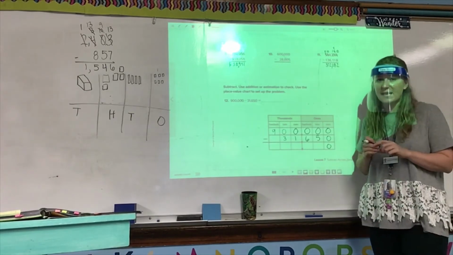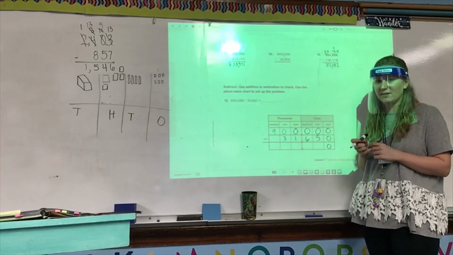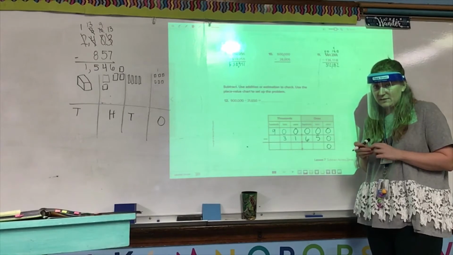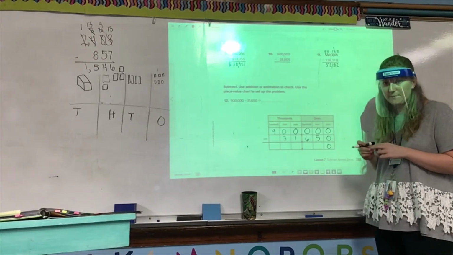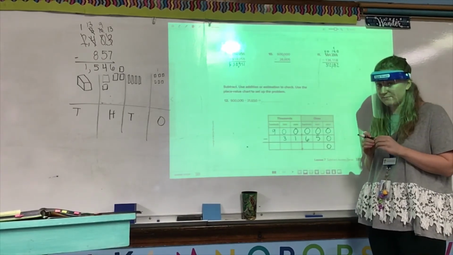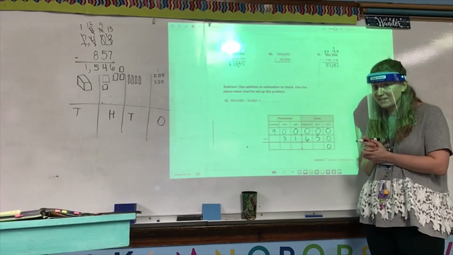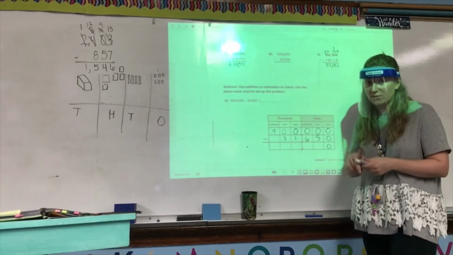Okay, Zari, now step 2. We subtract the tens. I have 0 tens. Can I take 5 away? No. No, hold on, let me let Smith in.